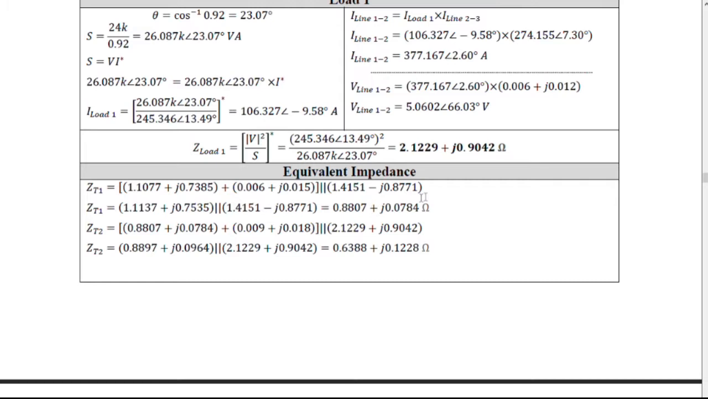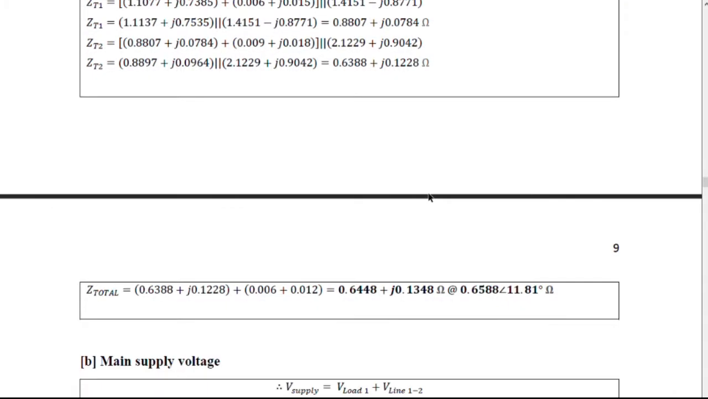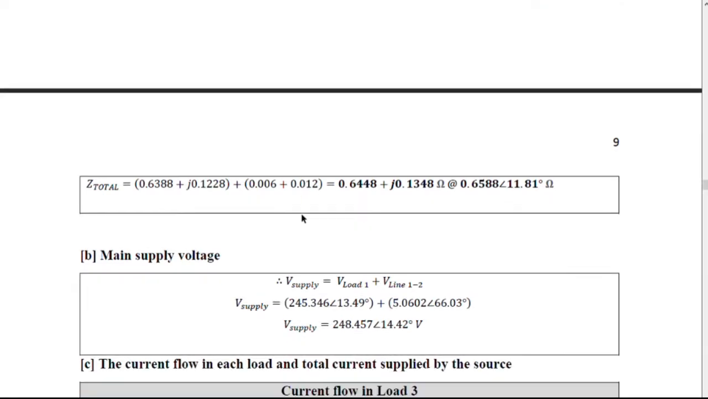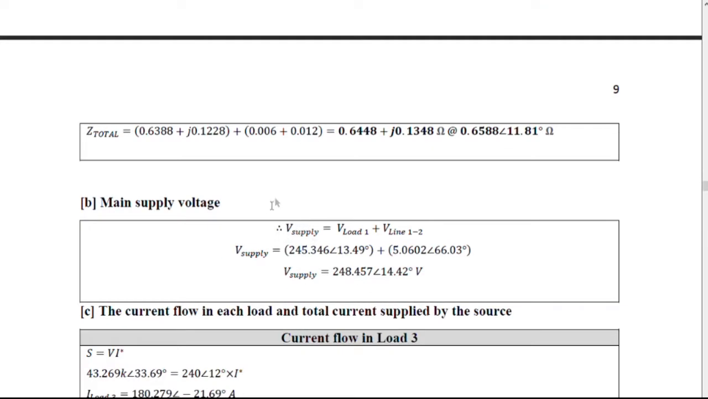Next, for the main supply voltage, as discussed before, the voltage supply equals the voltage at load 1 added with the voltage at line 1 until 2. And the voltage supply is 248.457 with the angle of 14.42 degrees volt.